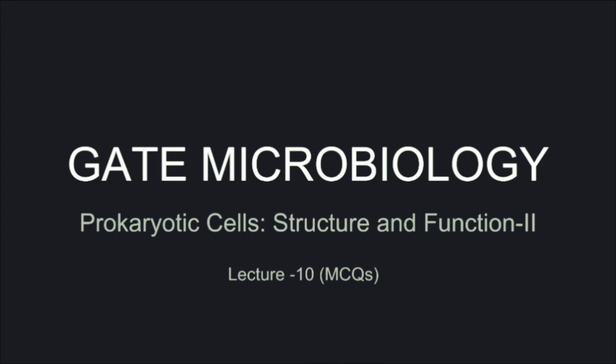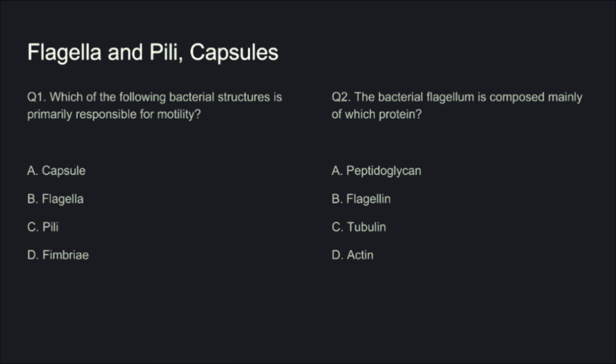So now let's start. First topic is flagella and pili capsules. So the first question is, which of the following bacterial structures is primarily responsible for motility? Your options are A. Capsule, B. Flagella, C. Pili, D. Fimbriae. Easy question. The correct answer for this question is option B. Flagella.